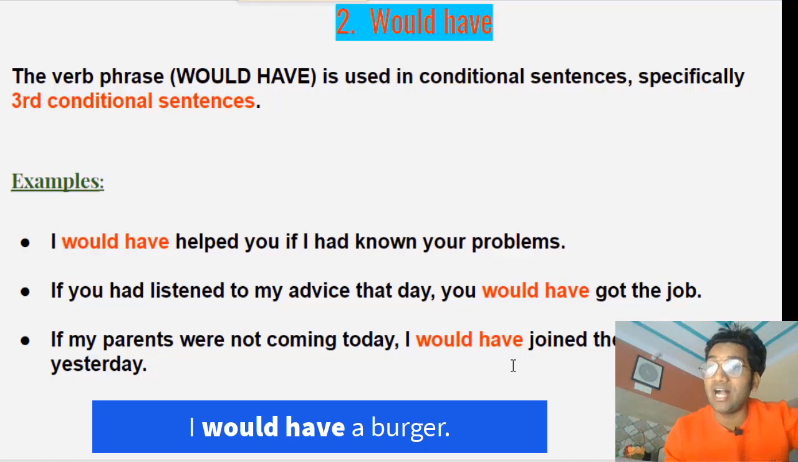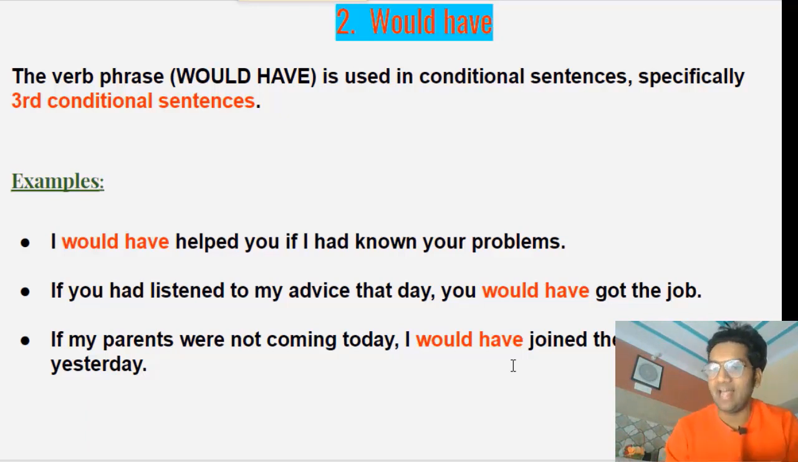I would like. Have means eat. I would have something. Now you're showing your choice. I would have this. So we have a lot of things. What would you have? I would have this. Now this means I want this. Okay, this is my choice. I would have this. Okay, so this way also you can use would have.